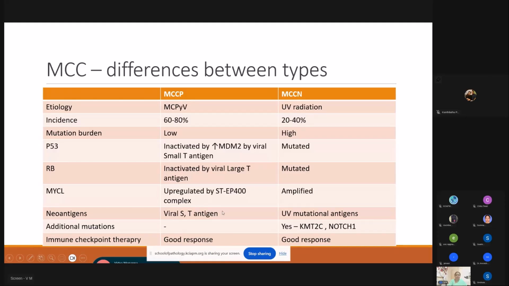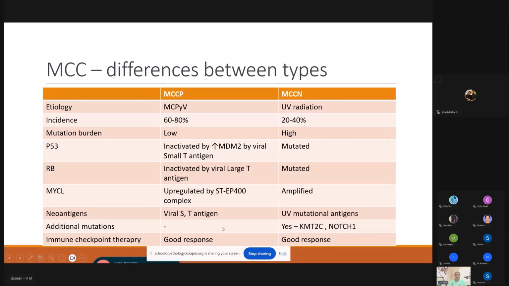But look at this. This is expressing new antigens, the viral antigens. This is mutational antigens that are expressed. Now, both of them show good response to immune checkpoint therapy. Now, this was what I wanted to highlight: why you should remember Merkel cell carcinoma. This is one of the first cancers which have shown a very good response to the immunotherapy.